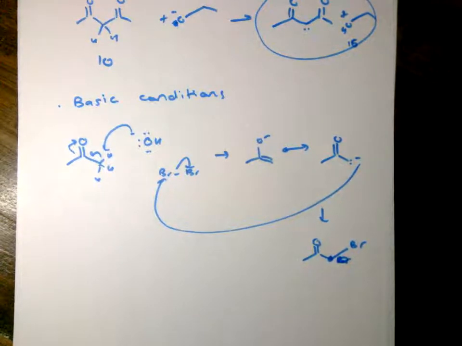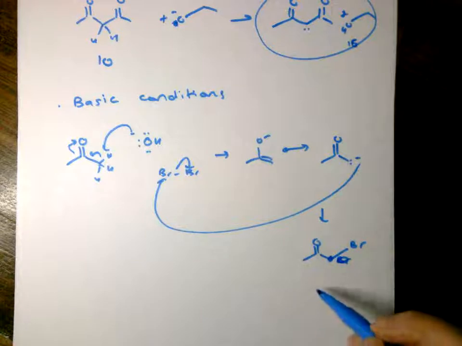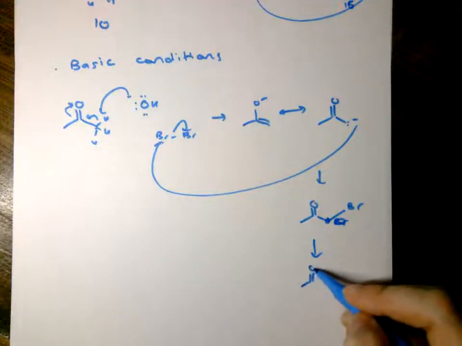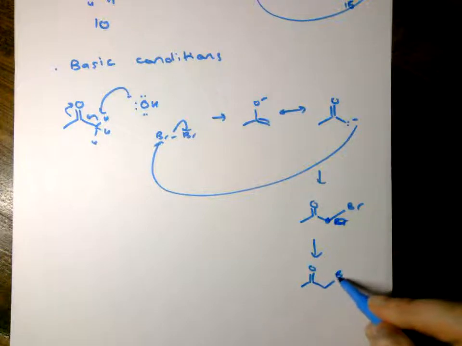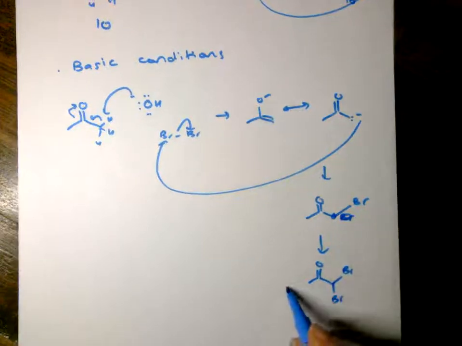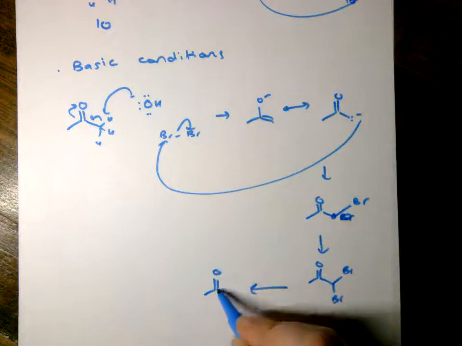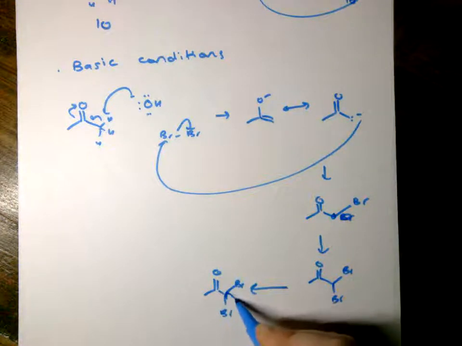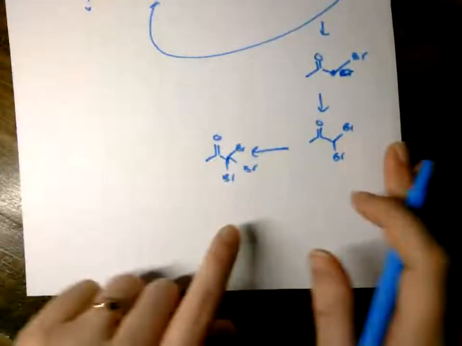The thing about it being in basic conditions is that a lot of times it will keep going. So it'll give you 2 and then react again by the same mechanism and give you 3 bromines. And that's kind of a lot. These are very withdrawing groups, right?